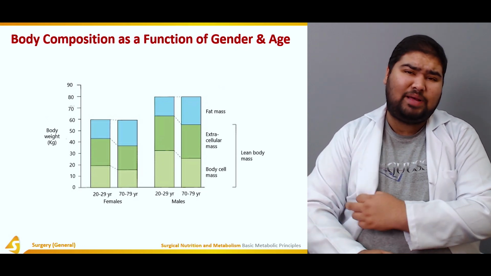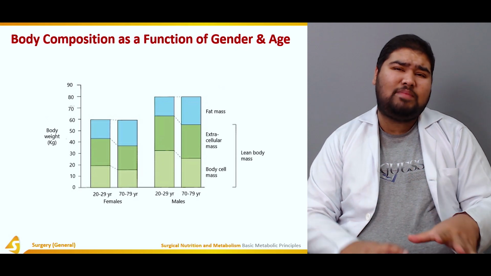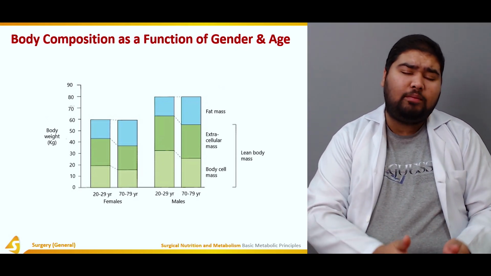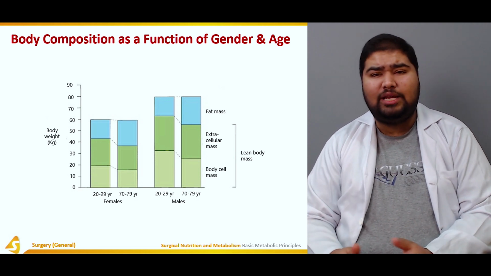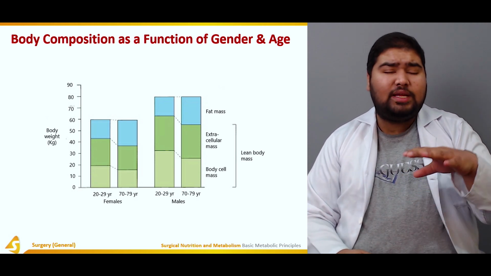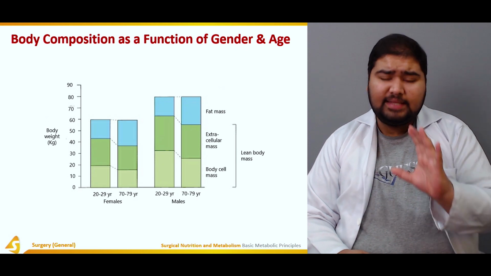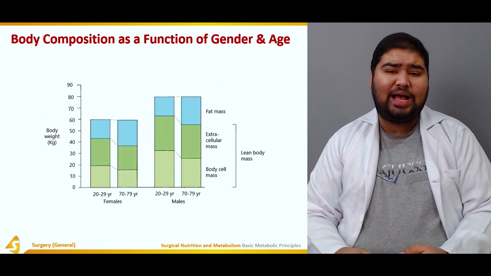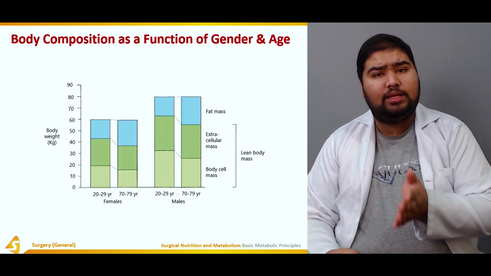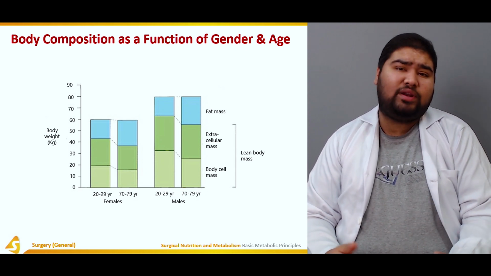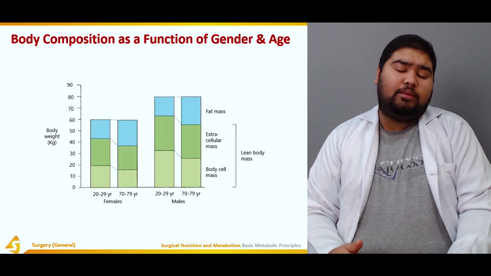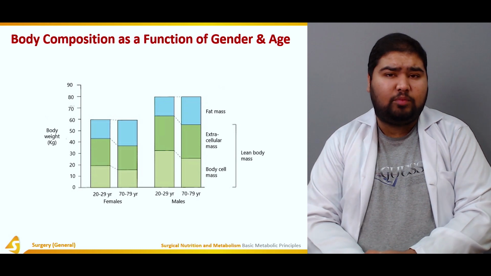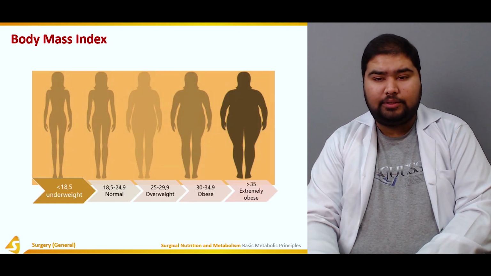However, since the fat mass changes, the lean body mass also varies, and there is a change from a lean person to a slightly obese person. So this graph represents a change in the body composition with increasing age. This happens and the fat mass of the body increases.